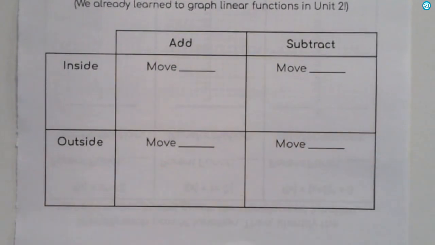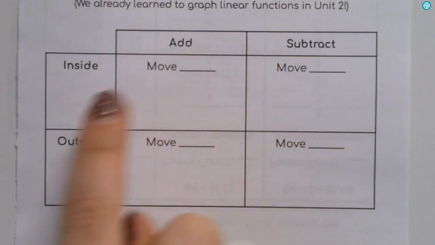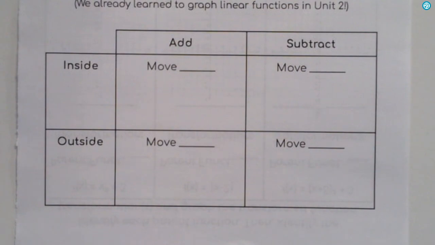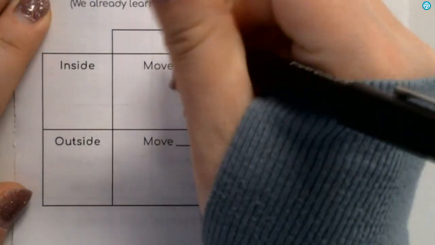Okay. Moving down to here, we are going to learn the 4 rules. We are only moving our graphs up, down, left, and right today. When you guys get to Algebra 2 next year, you will also stretch your graphs to make them taller and skinnier or shorter and wider, and you can also flip them around. Right now, we're just focusing on keeping the graph the exact same shape, moving it left, right, up, and down. So if you add inside your function, that is going to move your graph to the left.